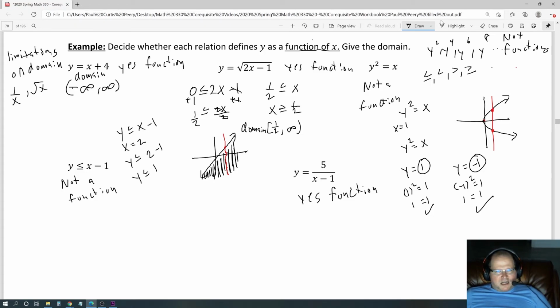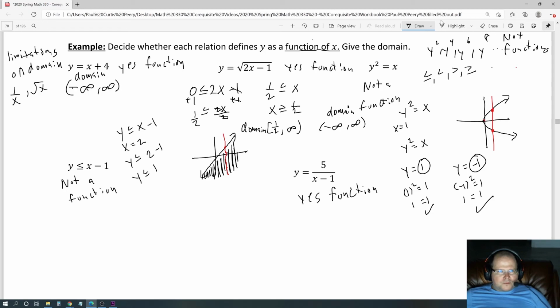Now, just because this is not a function does not mean there's a limitation on the domain. Those are completely different concepts, okay? So, let's look at this. Does it have any variables in the denominator? No. Does it have any variables underneath an even root sign? No. Okay. The default is going to be negative infinity to infinity then. So that is the domain.